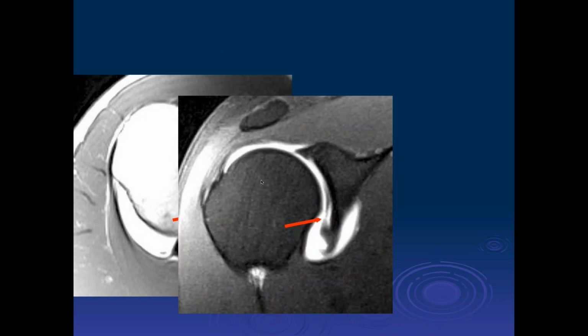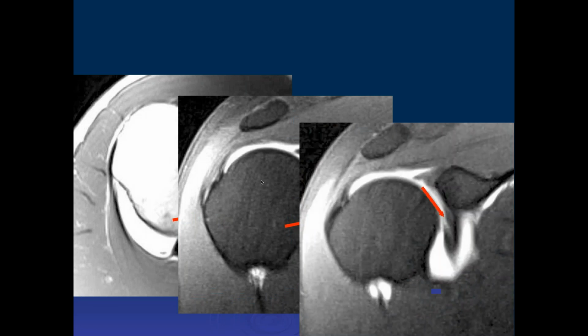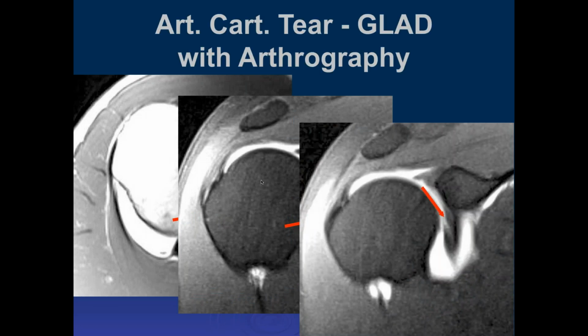This is another GLAD lesion. I mean, it has a cartilage defect there, yeah. And here we can see it on the coronal images as well. And see it's an oblique tear going up higher.